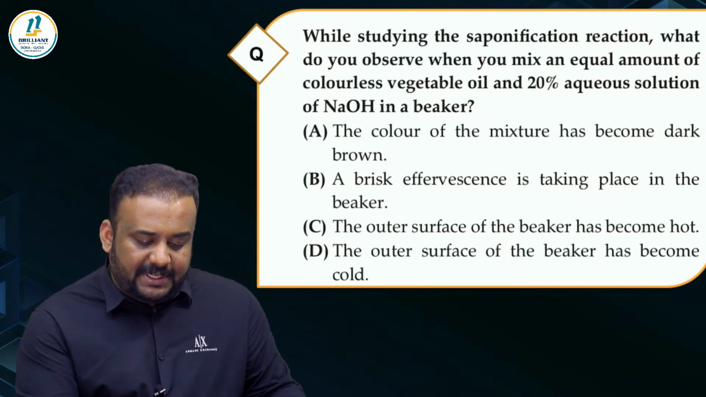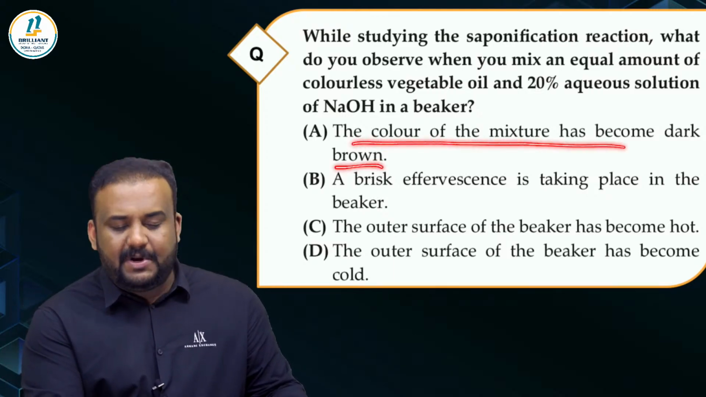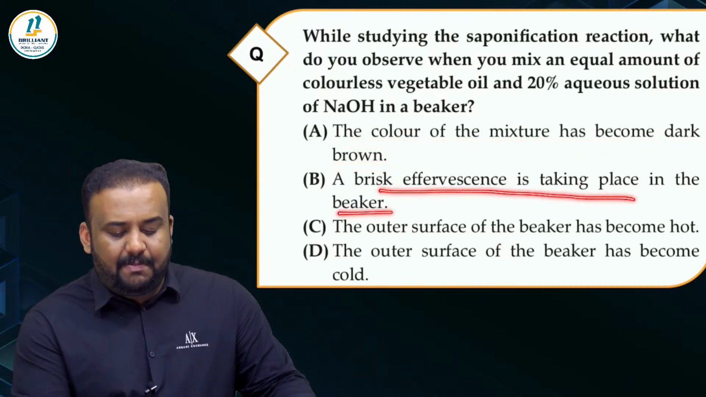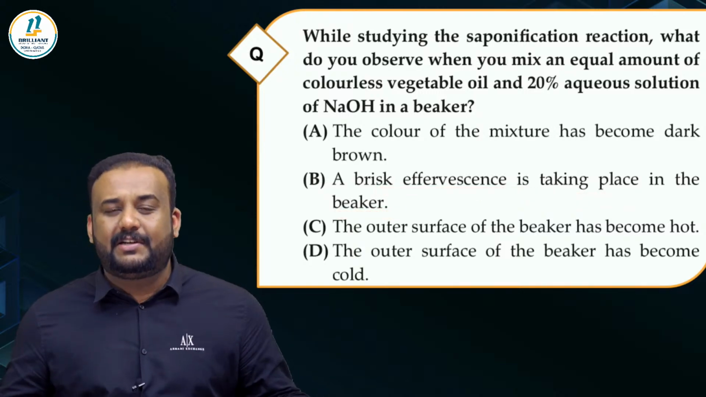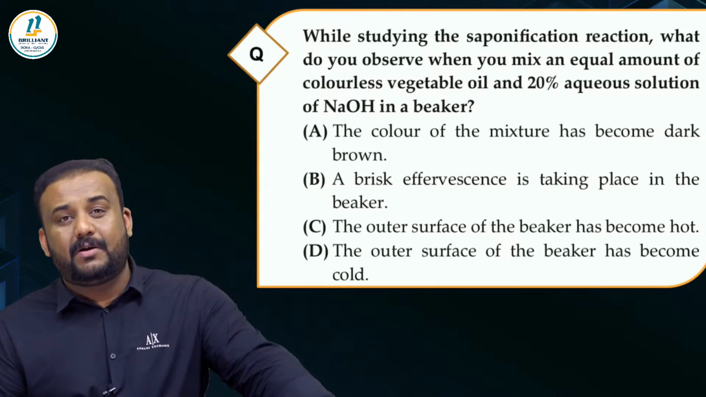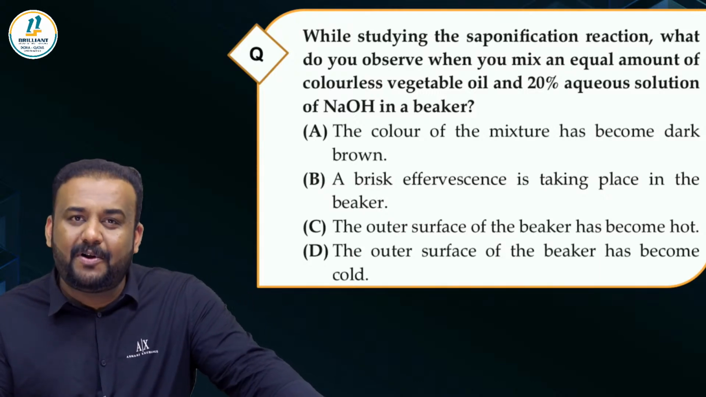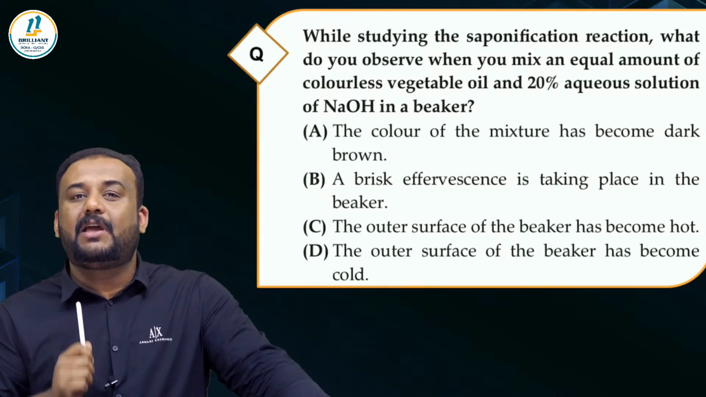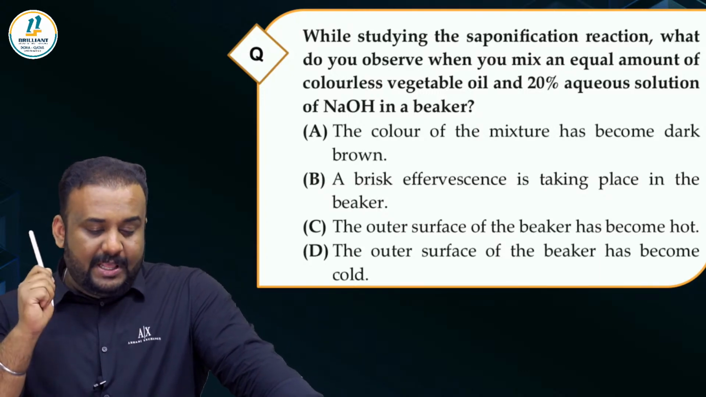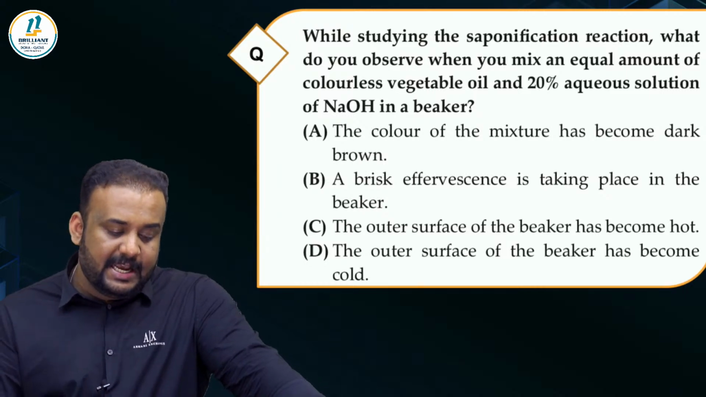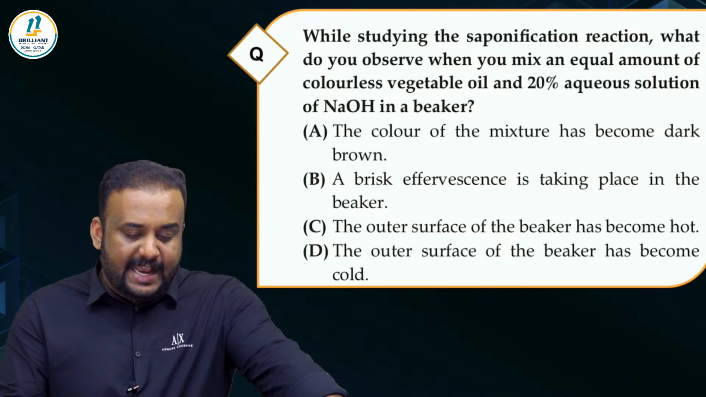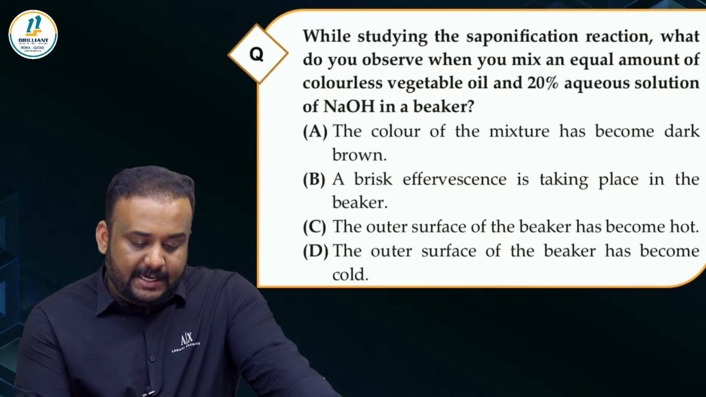So the option says the color of the mixture has become dark brown. No, there is no color change happening there. A brisk effervescence is taking place in a beaker. No, because there is no gas released there. The outer surface of the beaker has become hot. Yes, because saponification is an exothermic event, and you remember I told you about this in the beginning. Since it is an exothermic event, it will make the beaker surface hot. So that will be the right answer.